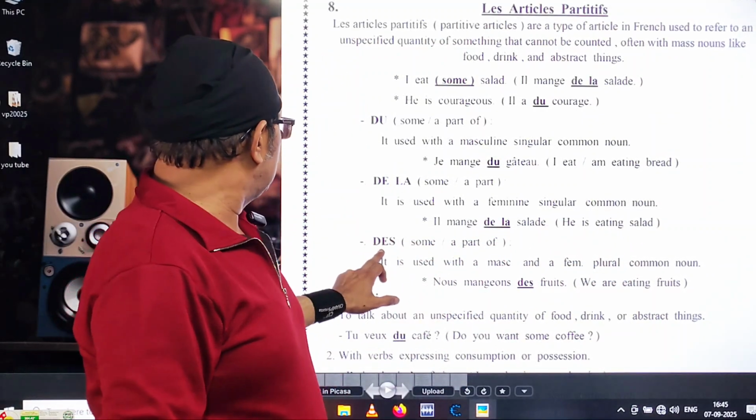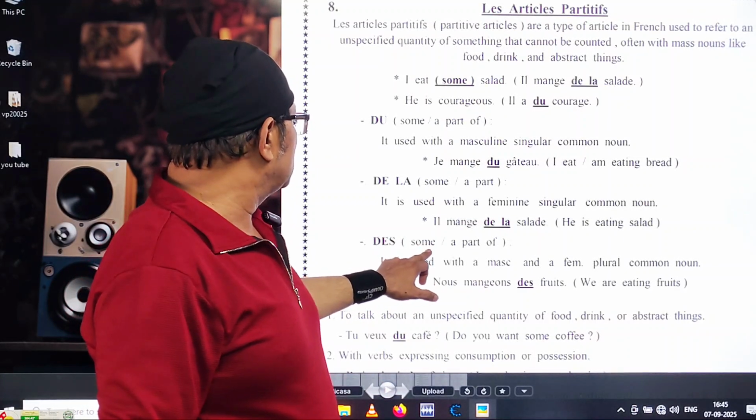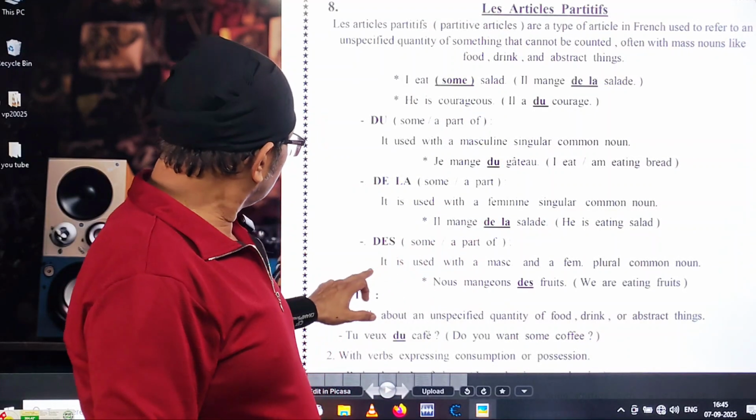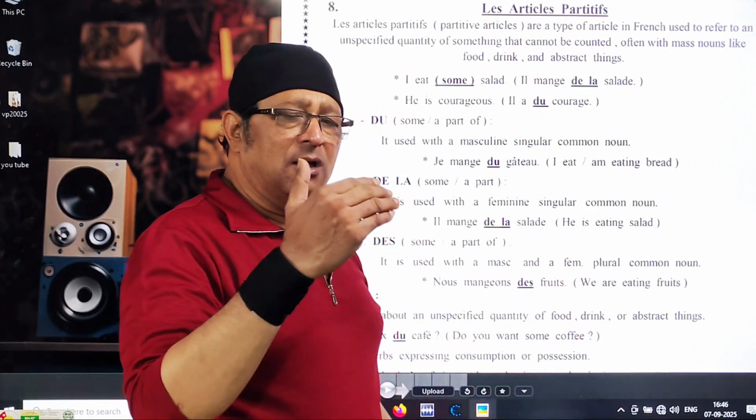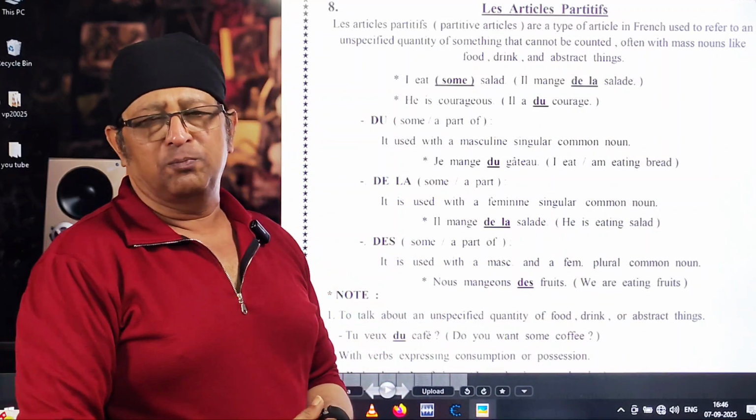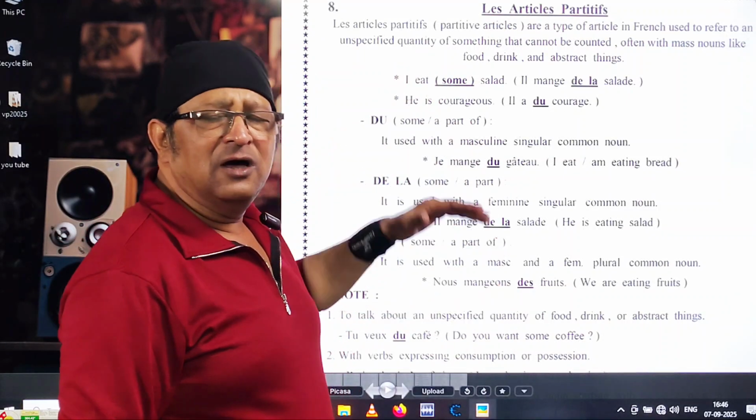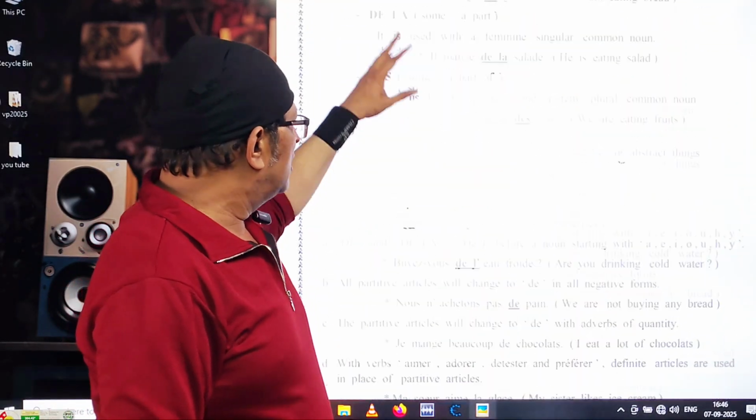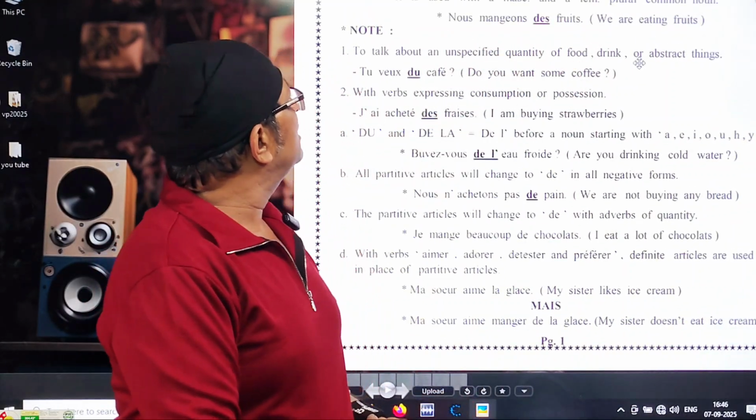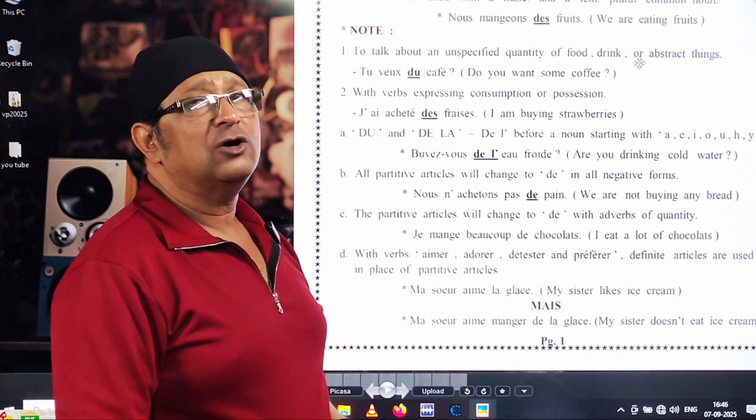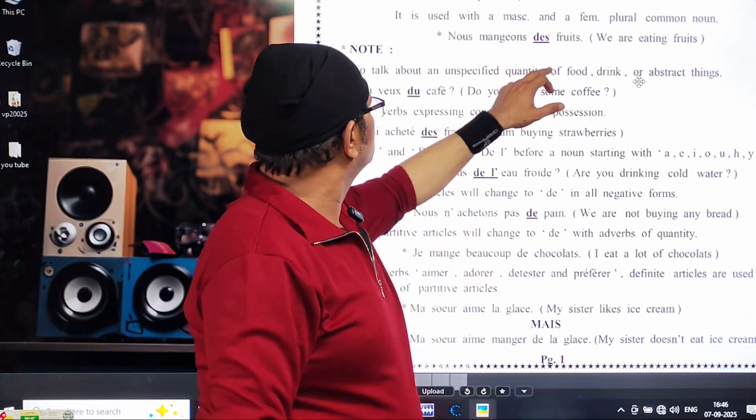Then des, pronunciation will be day. Meaning again will remain the same, some, a part of. It is used with masculine and feminine plural common nouns. Masculine and feminine both plural common nouns. Here you can see, nous mangeons des fruits. We are eating or we eat fruits. So des fruits means some fruits.